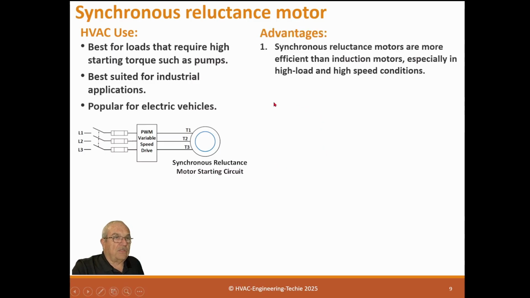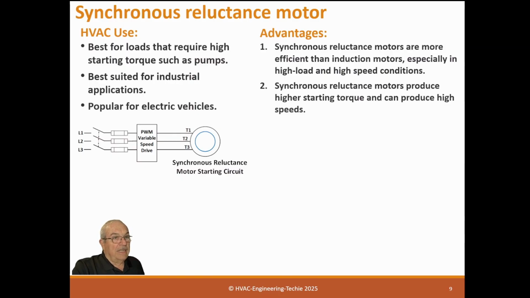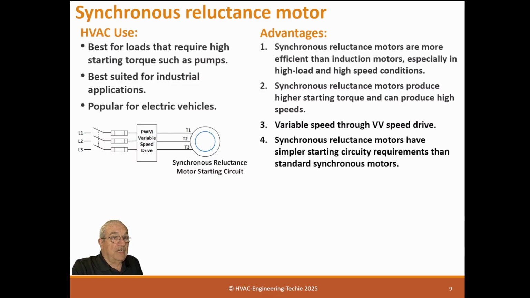Advantages: synchronous reluctance motors are more efficient than induction motors, especially in high load, high speed conditions. That's why they use them in electric cars. They get instant full torque at 0 RPM. Synchronous reluctance motors provide high starting torque and can produce high speeds, way over 3,000 RPM. Variable speed through a variable speed drive. So if you've got a speed drive, you can do variable speed. Synchronous reluctance motors have simpler starting circuit requirements than standard synchronous motors. This VFD with pulse width modulation will make them work. They don't need to have another motor to start them.